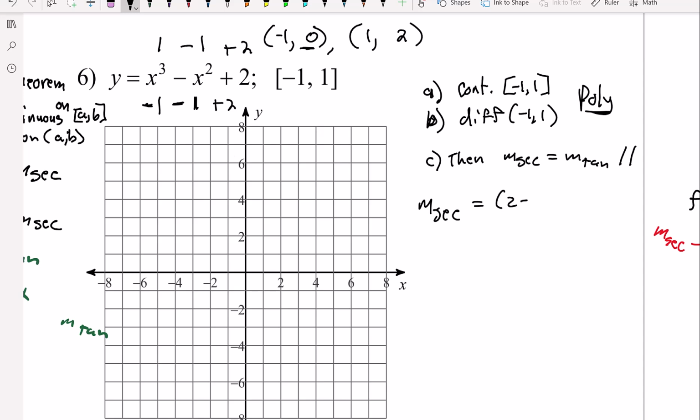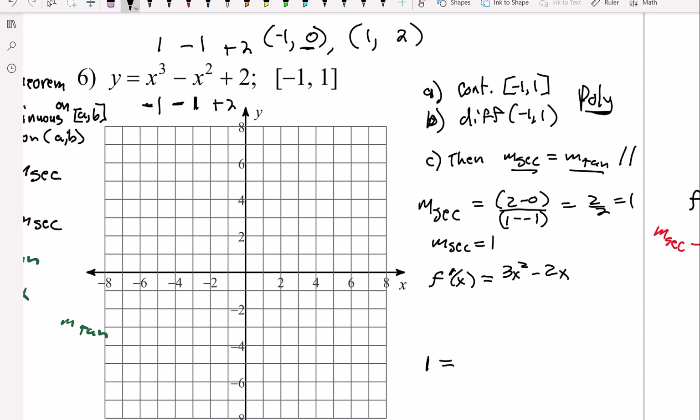So m secant will be 2 subtract 0 over 1 subtract -1. So that's 1 plus 1. So this is 2 over 2. So m secant is 1. Remember, the theorem says m secant will equal m tangent. So we find the derivative now, which is 3x squared minus 2x. We're going to set the derivative equal to the m secant.